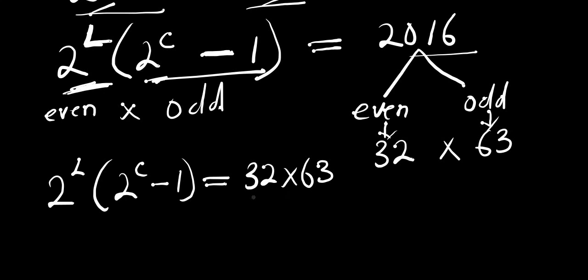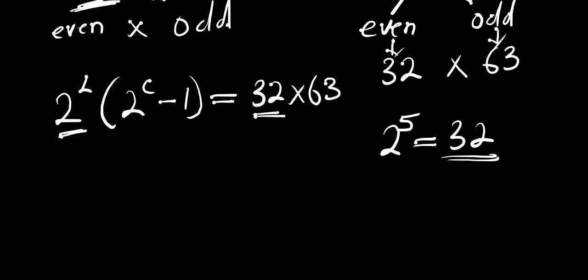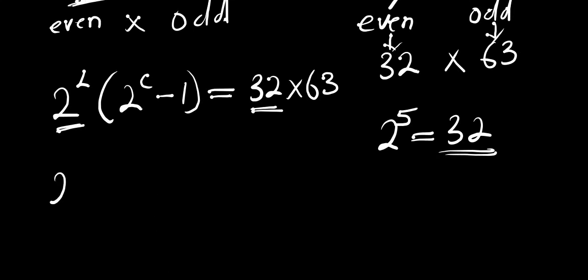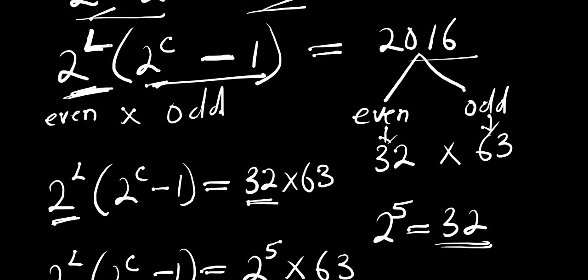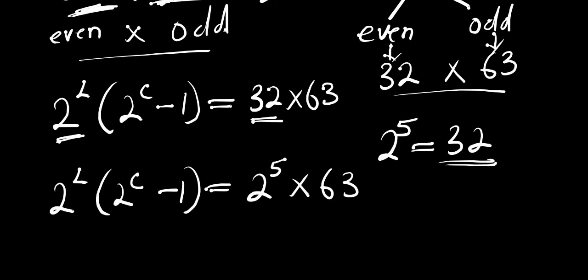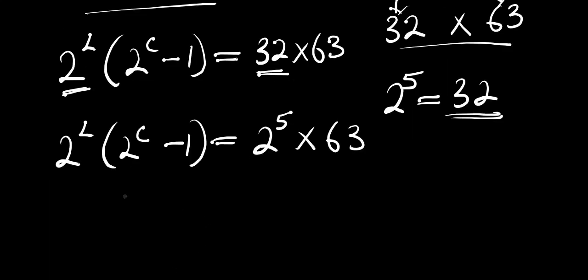Now we can as well express this 32 in exponential form such as this. That means, remember, 2 to the power of 5 equals 32. That is 2 into 5 places. So that means we are going to have 2 power L into 2 power C minus 1 equals 2 power 5 times 63. So because of that, going back to what we had here, even times odd and even times odd, we are going to compare even to even and we are going to compare odd to odd. Remember, this even, this odd, and this is even, and this is odd.